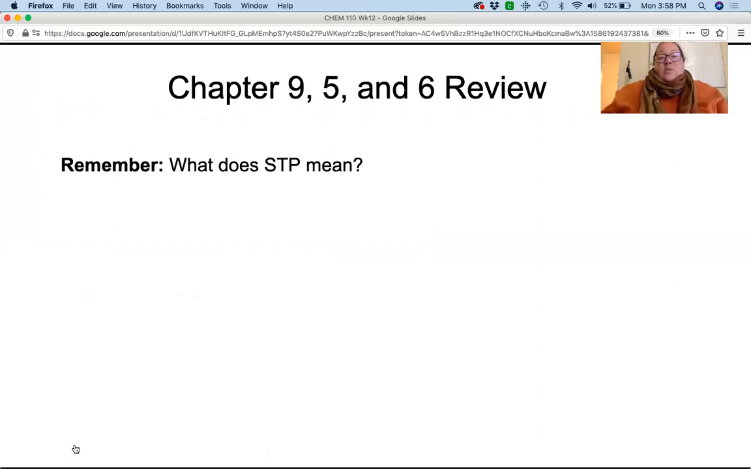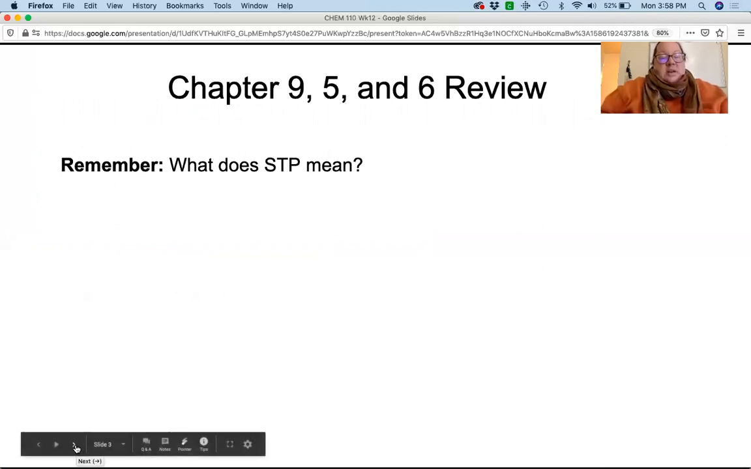So as we start with our review of chapter 9, what does STP mean? Take a moment, think about what those 3 letters represent, and record in your notes what STP means. This is something that you should always be able to remember.